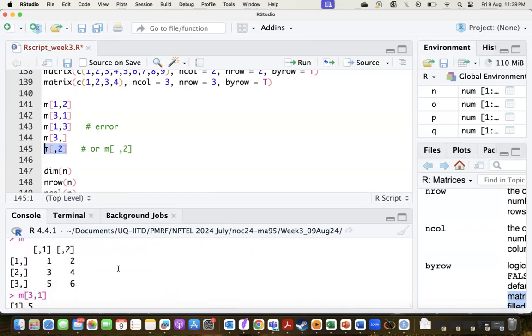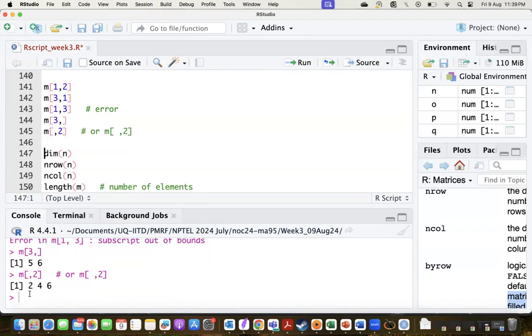And likewise, what is this? This thing. Second column. Second column also. So that's also a vector, right? 2, 4, 6.